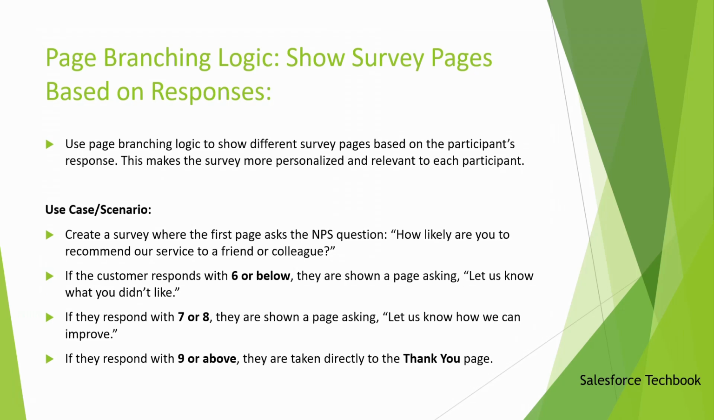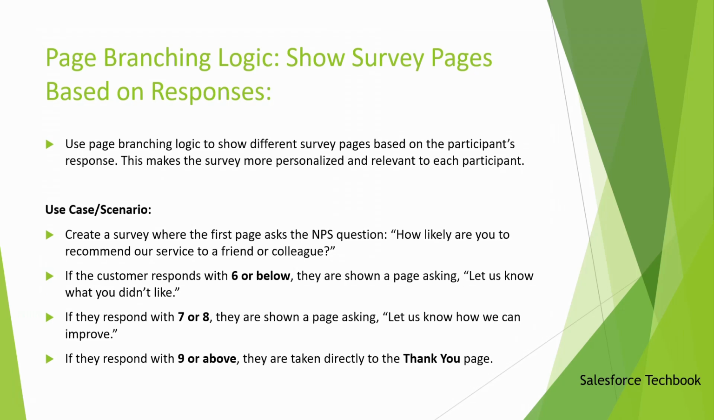Imagine the first question in your survey is a Net Promoter Score question, like, how likely are you to recommend our service to a colleague or friend? Now based on the response, if the participant selects 6 or below, it means they are not satisfied. So we show a follow-up page that says, let us know what you didn't like.